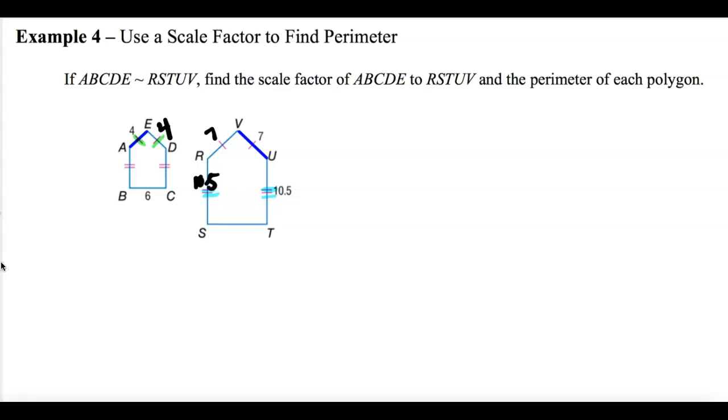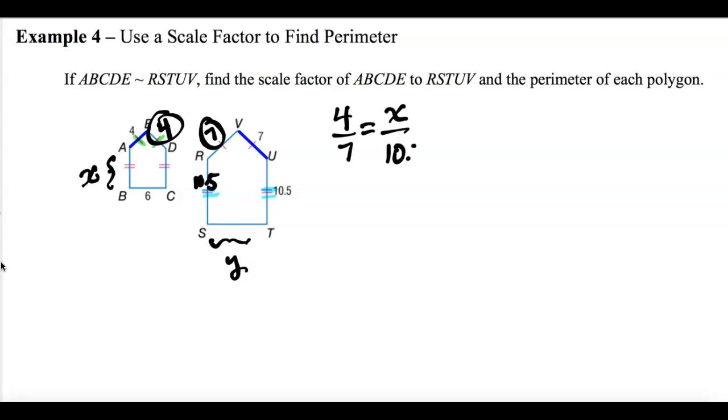Well, we do have enough information because we can find the missing sides. So I'm going to say this missing side is x, and this missing side is y. So we'll start with what we know. I know 4 and 7 in both of them. That comes from these two numbers. So let's say we want to figure out x first. We'll put x up here. We'll put 10.5 down here.